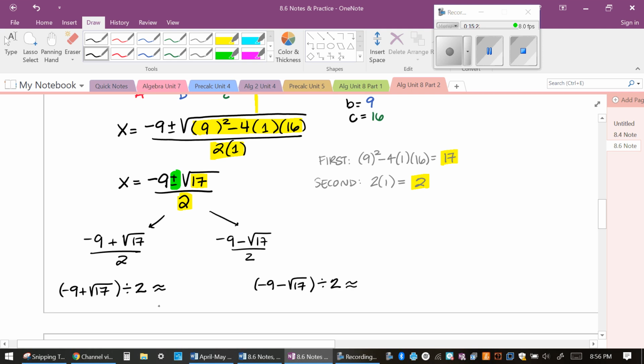Remember that I use these squiggly equal signs because I'm rounding. The answer doesn't come out perfect, so give it a go, put them in your calculator, and then check your answer when you're ready.